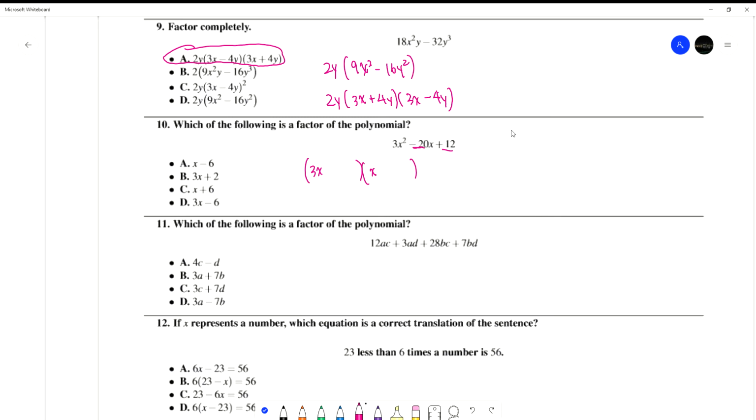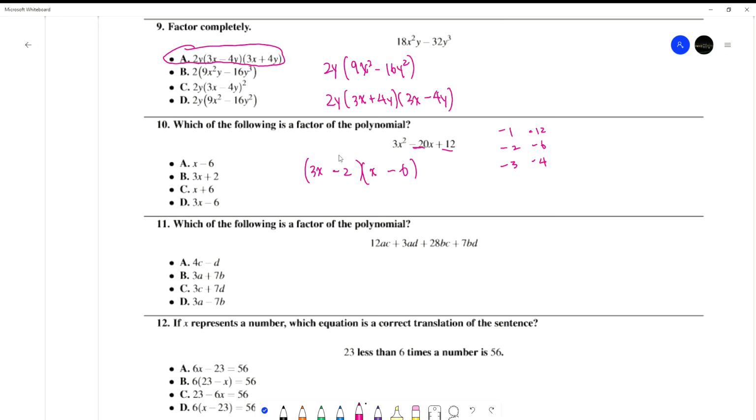So how do you get a negative 12? You can do, without looking at the signs, 1, 12, 2, 6, 3, 4, right? Those are products that give you that, and they both have to be negative. So how do we get negative 20? We need our outer product and the inner product to add up to negative 20. So what if we put negative 6 here and negative 2 there?